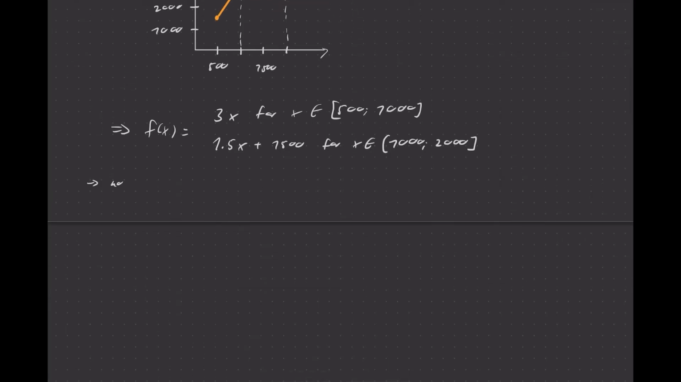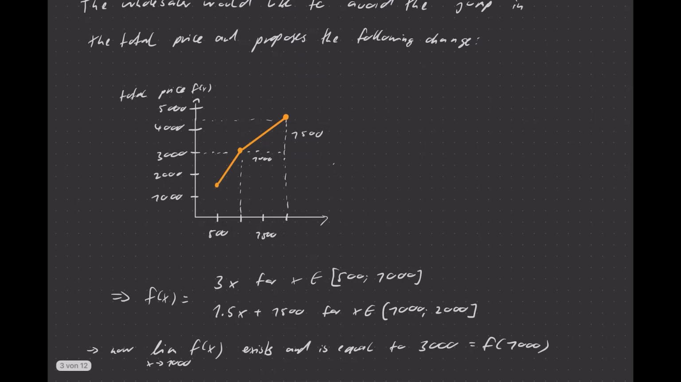So that means now the limit of f of x for x tends to 1000 exists. And furthermore, it is equal to 3000, which is also the function value at 1000. So the limit doesn't only exist, but it also is equal to the function value. Another possibility would be for the limit to exist, but for example, to jump somewhere.